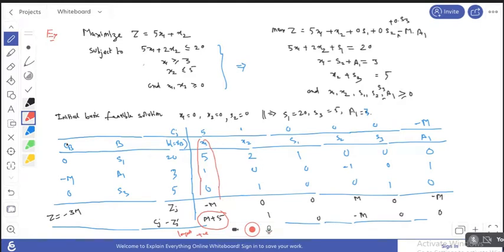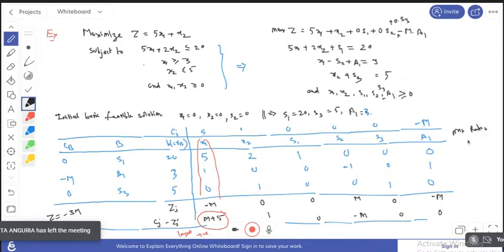Now you have to find the minimum ratio. The minimum ratio, that is XB over x1, equals 20 over 5, and 3 over 1, and this is 0, so no need to write it here.